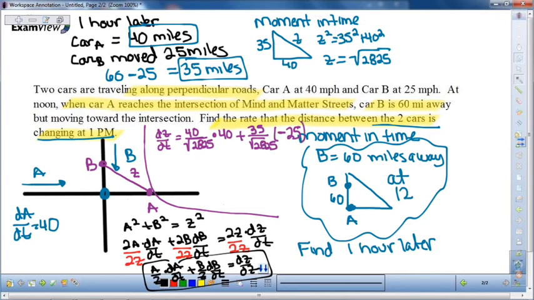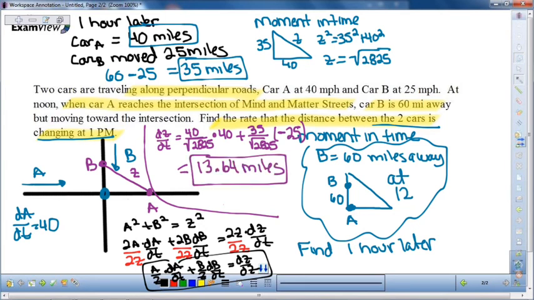Okay, so one thing here. Since we're talking about velocity, remember velocity has direction. So A is moving to the right, so the velocity of A is positive, but B is moving down, so the velocity of B is negative. So notice how I put negative 25 because the velocity is negative.